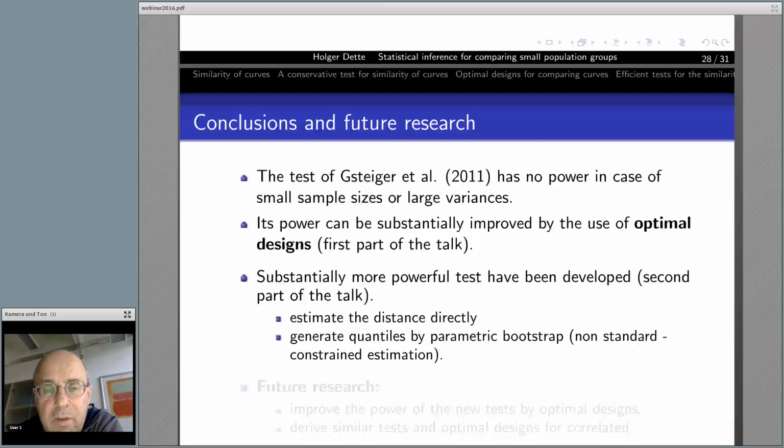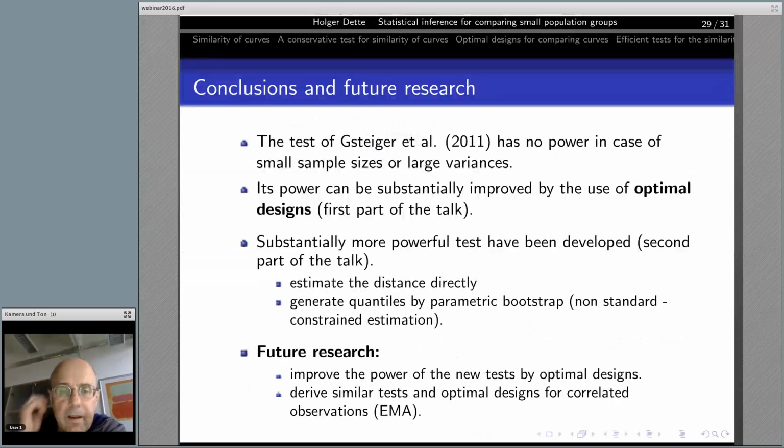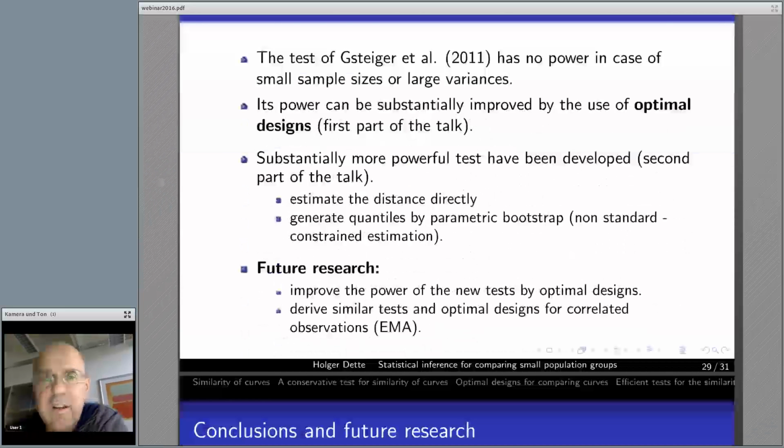Okay, let me draw some conclusions here. What I really want to emphasize is that the test of Steiger has no power in the case of small sample sizes or large variances. So it's not really good if you want to establish similarity of the curves, because that's actually the goal of what we want to do. Okay. What I want to emphasize, this was the first part of my talk, is that you can, if you ask us, improve the power of the test of Steiger et al. by the use of optimal design. This was the first part of the talk.